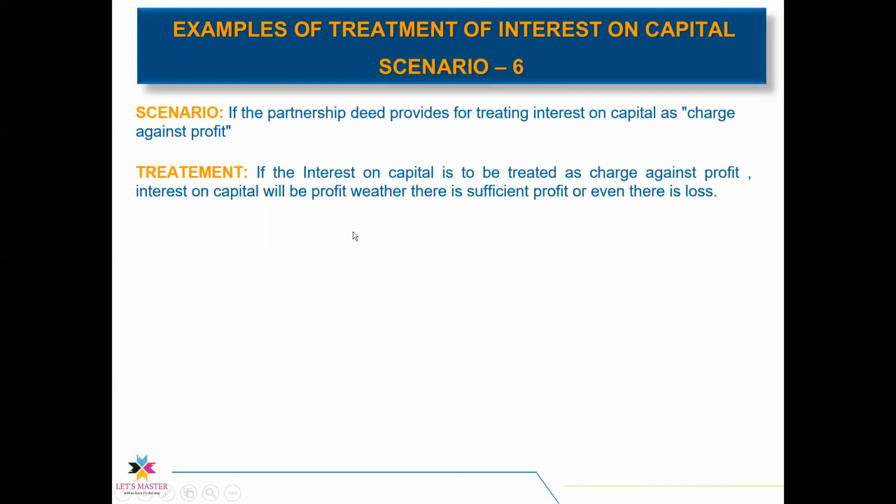If we talk about scenario 6, if the partnership deed provides for treating the interest on capital as charged against profit, then what will happen? If the interest on capital is to be treated as charged against profit, interest on capital will be provided whether there is sufficient profit or even there is loss.